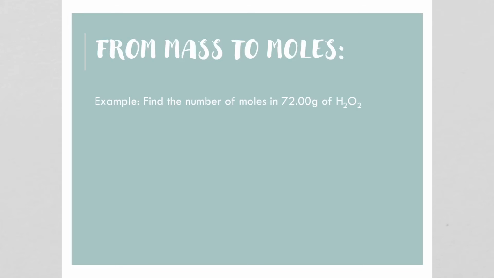In our next example, we're being asked to find the number of moles in 72 grams of H2O2. So this is our mass. We need to find the molar mass of this. So that's M equals, there are 2 hydrogens, so 1.01 grams per mole, plus 2 oxygens, that's 16.00 grams per mole. So that's a total of 34.02 grams per mole.